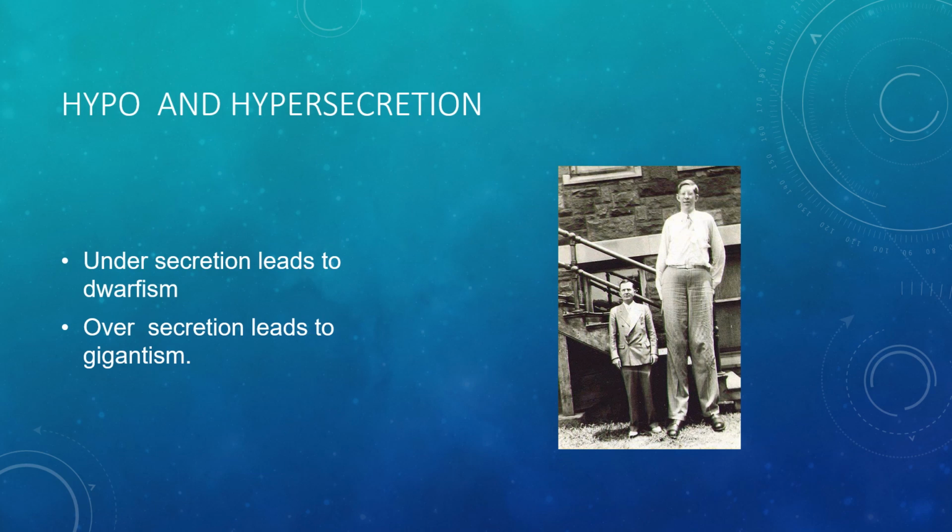Now hyposecretion and hypersecretion of this gland, what is happening when there is less secretion of this? As it is growth hormone, when it is secreted in small amount, it causes dwarfism, and when it is secreted in a large amount, that is oversecretion, it leads to gigantism. You can see in this diagram, where there is undersecretion or less secretion of this growth hormone from the pituitary gland, that causes dwarfism, and when it is secreted more, this is causing gigantism. Okay.